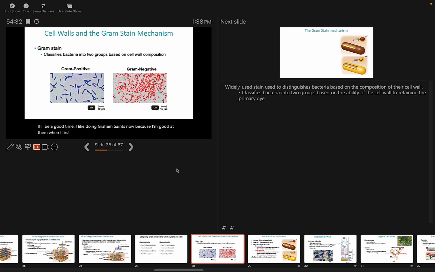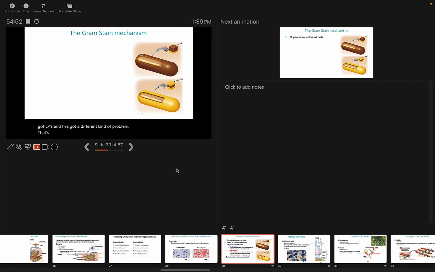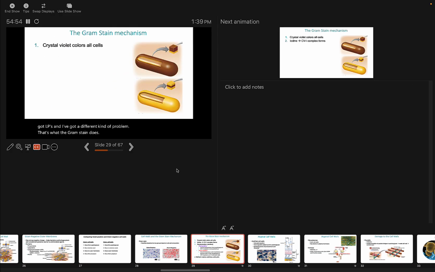So this allows us to visualize, not at the molecular level, but at least at the cellular level, and make a call. Do we have the thick peptidoglycan and only one membrane? Do we have two membranes and that thin peptidoglycan, meaning I've got LPS and I've got a different kind of problem? That's what the gram stain does. So we talked about this when we talked about staining in chapter 3. So hopefully this is a little bit of a review for that.